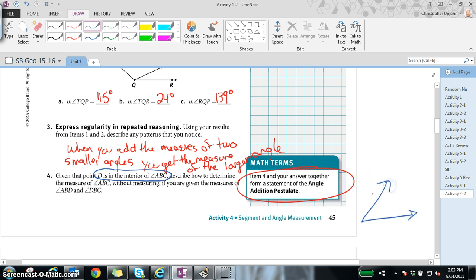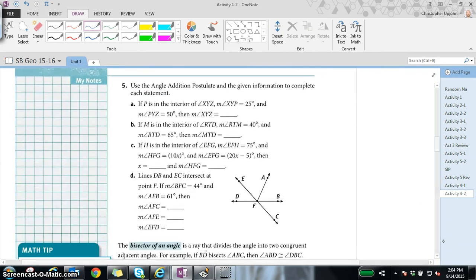So what that means is, we have angle ABC, and point D is in the interior, so that we can get our other angles. So determine the measure of angle ABC without measuring if you're given the measures of angle ABD, this guy, and DBC, this one. So the measure of angle ABD plus the measure of angle DBC equals the measure of angle ABC. That's just our angle addition postulate. Again, I suggest draw things out. That way we don't get confused, we don't get mixed up.